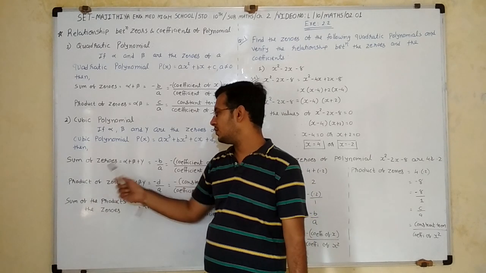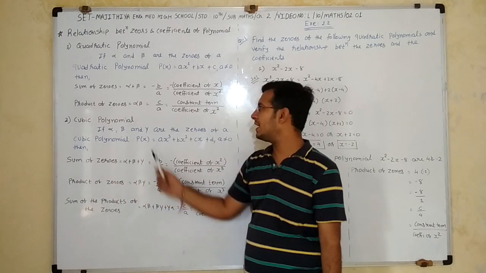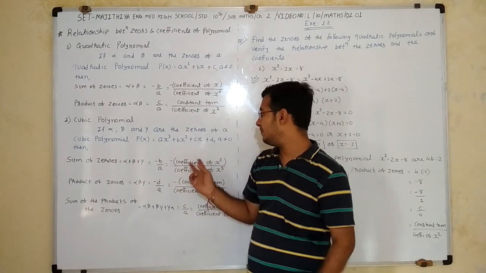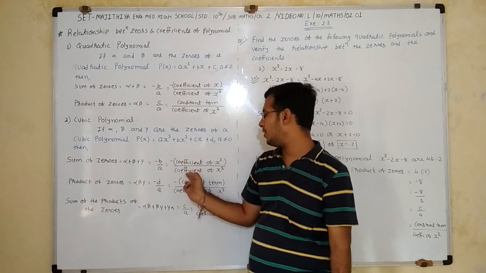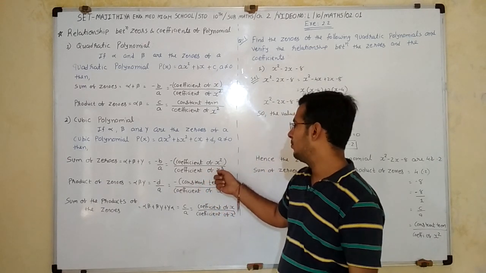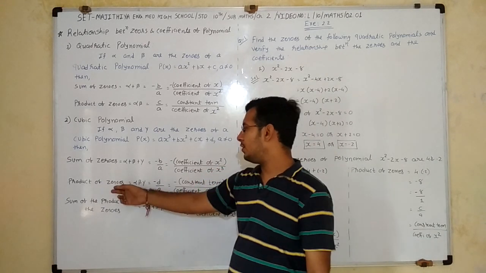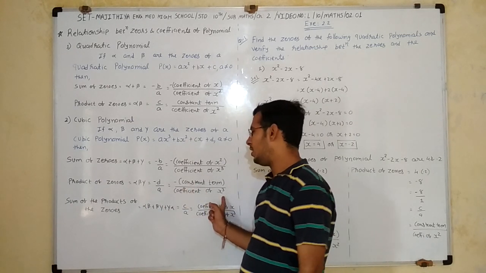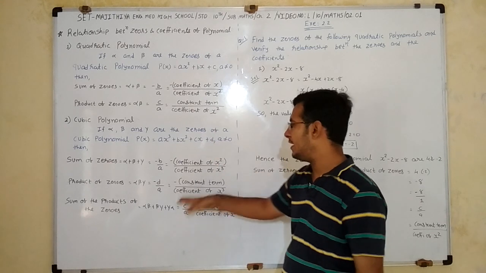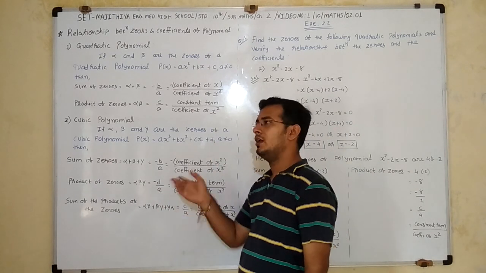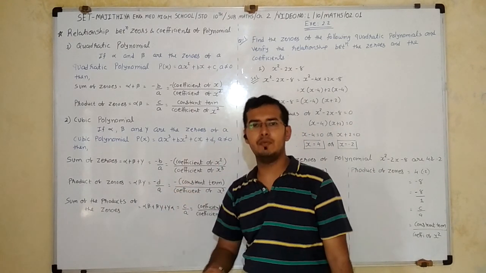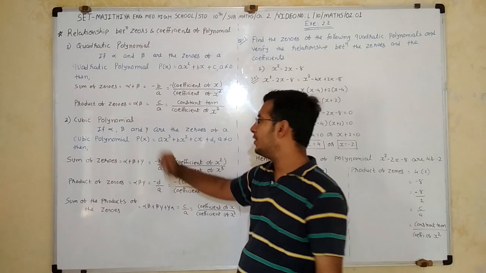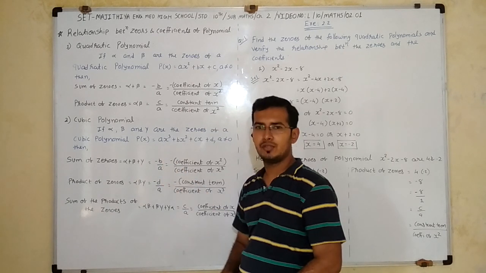Now for the sum of zeros, the formula is minus b by a. Similarly, both formulas are the same: minus the coefficient of x square upon the coefficient of x cube. And the product of zeros means minus d by a: the constant term upon the coefficient of x cube. In all formulas, the denominator means the coefficient of x square if it is a quadratic equation, and the coefficient of x cube if it is a cubic polynomial.